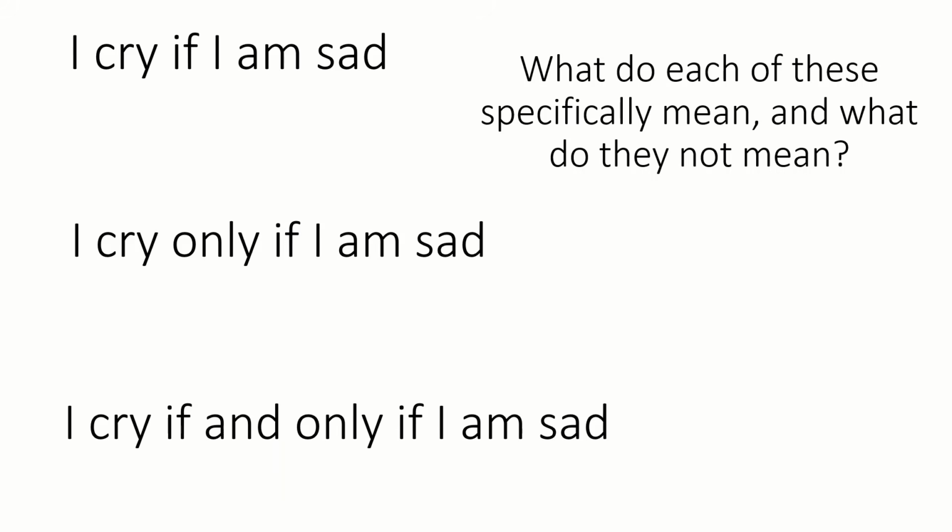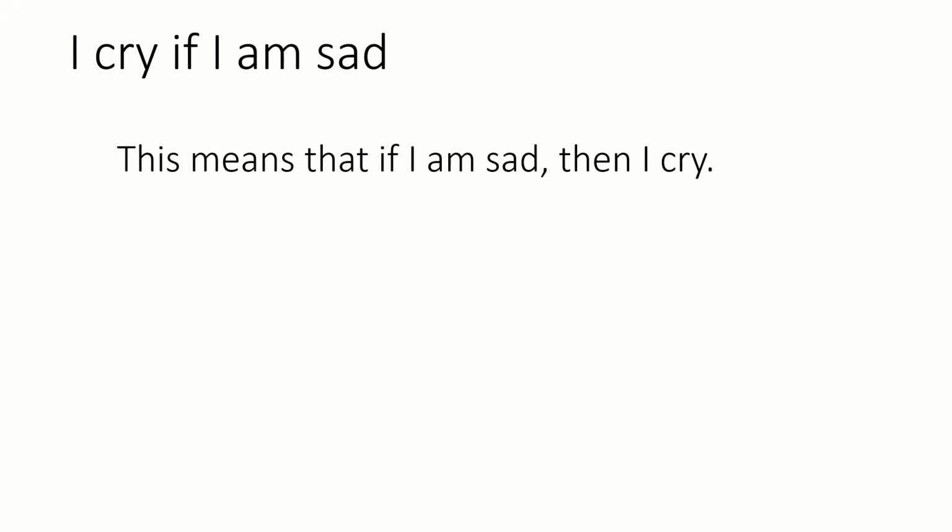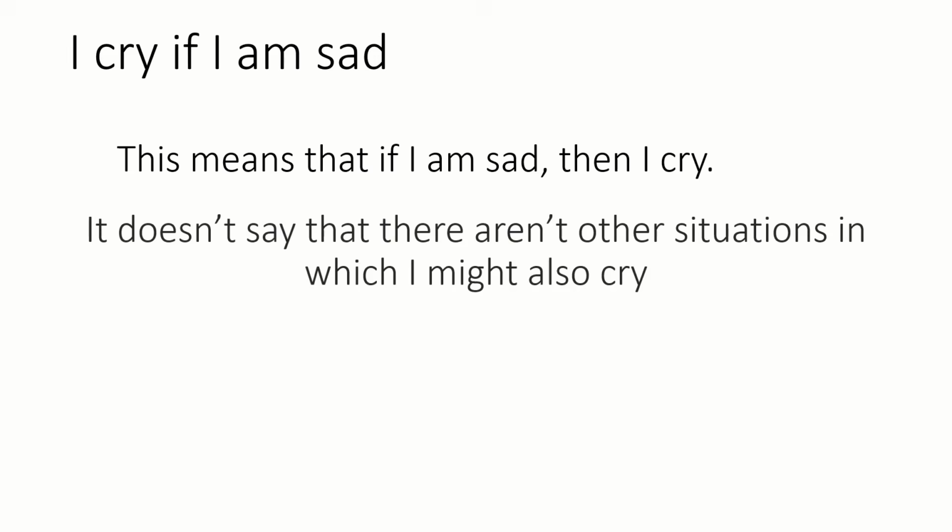So let me break these down, because you might not be very good at this since you haven't seen it before. Let's look at this statement: I cry if I am sad. What this means is, if you are sad, then you cry, or I, or whichever pronoun you want to use. So the act of being sad leads to crying. What it doesn't say is that there aren't other situations in which I might also cry. So it doesn't say that sadness is the only thing that leads to crying.